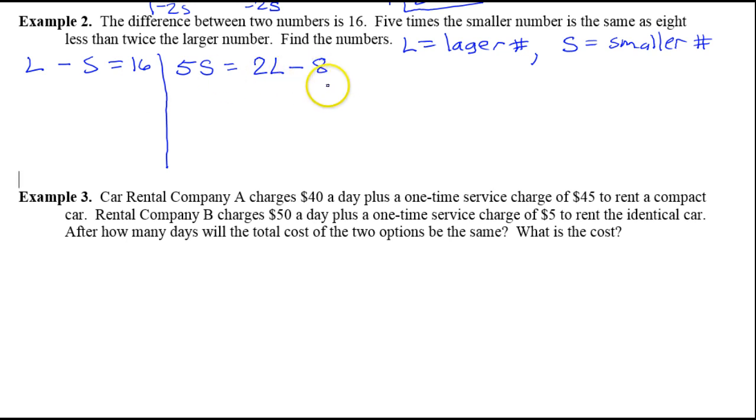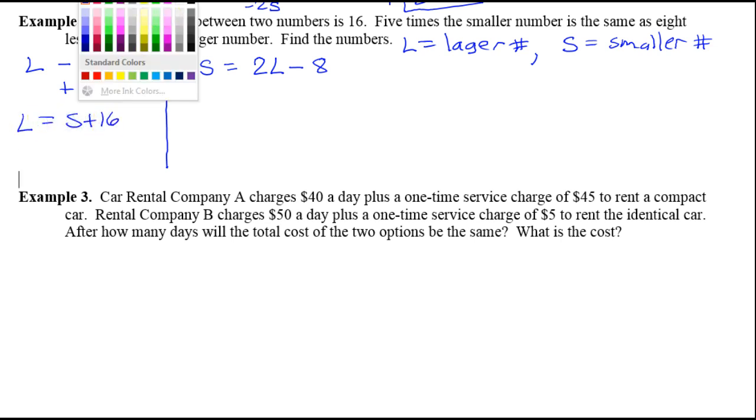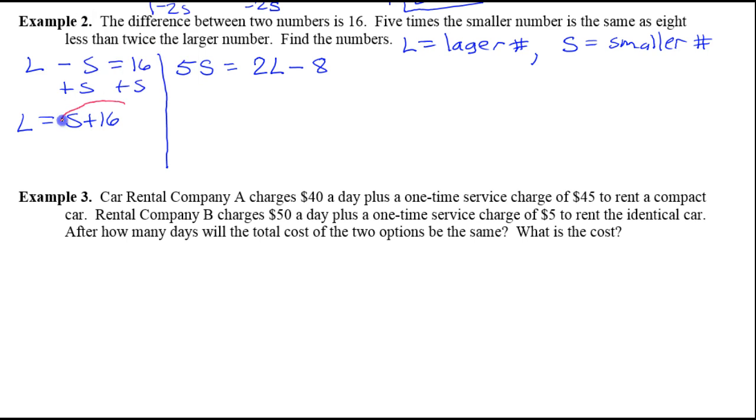Okay, so we have our two equations. This would be a good system to use substitution. We can easily get L by itself if we add S to both sides. So that will give us L is equal to S plus 16. So now we can do our substitution. Since L is equal to S plus 16, we can take S plus 16 and substitute for L in the other equation.